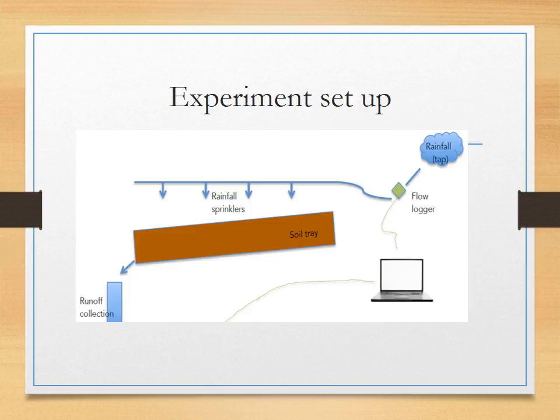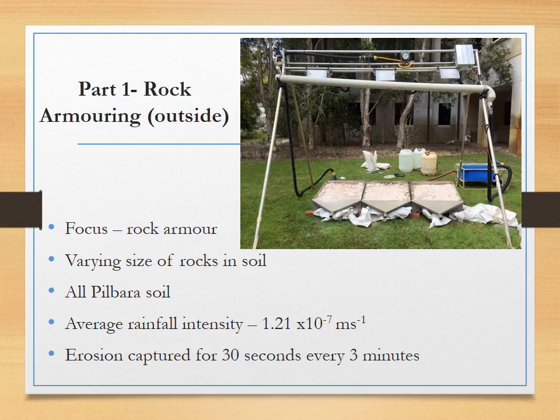However, the specific setup is different for the inside and outside experiments. For the outside experiments, the focus is on determining the effect of rock armouring on the erosion rate. The setup was slightly different. Larger scale sprinklers were used that simulated multiple large downpour events instead of a continuous event. The rainfall was a lot higher for these experiments. Containers were laid down to be used to calculate rainfall intensity, which averaged as 1.21 times 10 to the minus 7 meters per second. The trays were different to the inside experiment, and these were larger, and just Pilbara soil was used, with erosion captured for 30 seconds every 3 minutes.